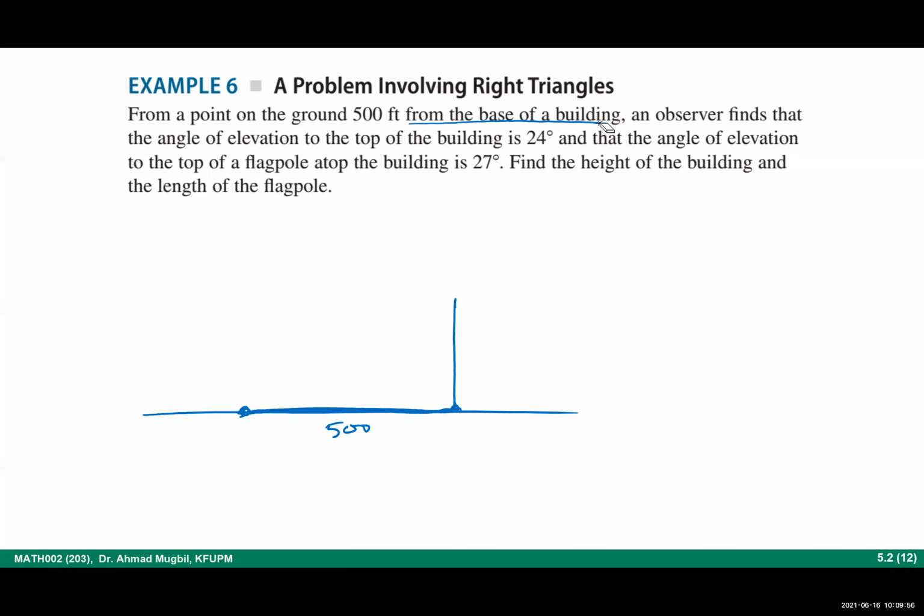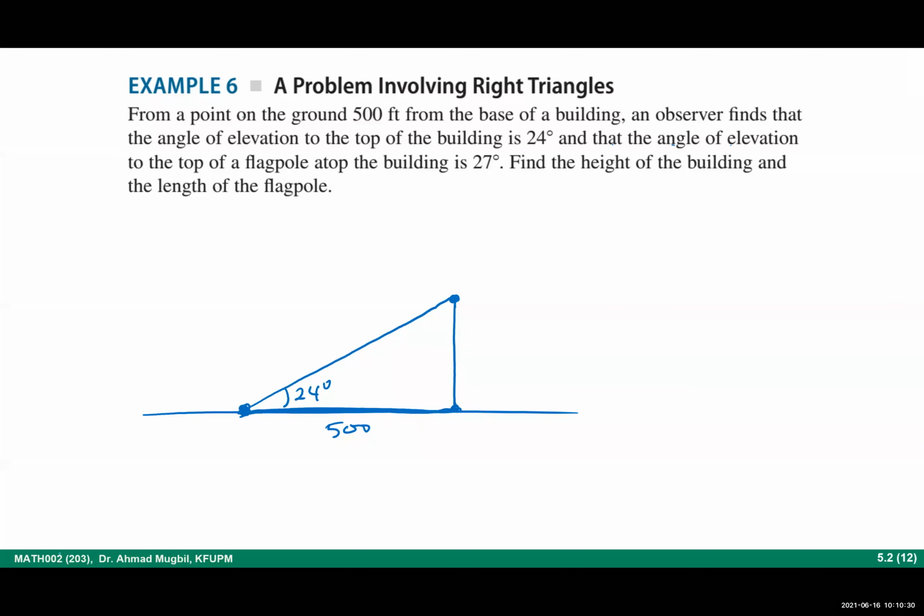Let's continue. An observer, here, finds that the angle of elevation to the top of the building, this is the top of the building, and the angle of elevation, ya shabab, will be just like that, of course, because it is an angle upper than the horizontal line, to the top of the building is 24, so this is 24 degrees. And the angle of elevation to the top of the flagpole atop the building is 27.